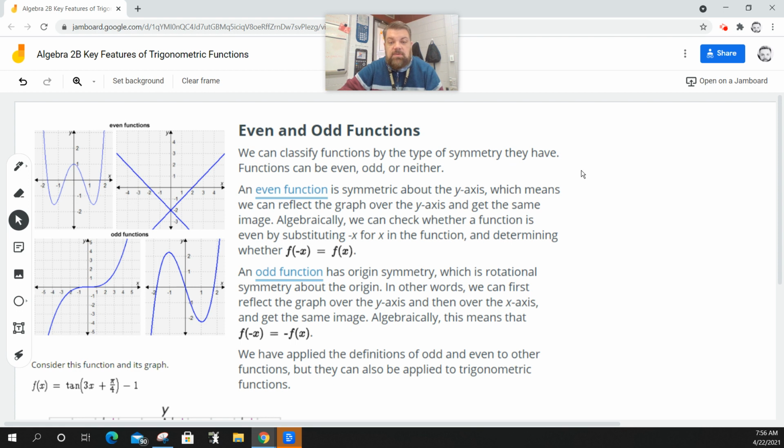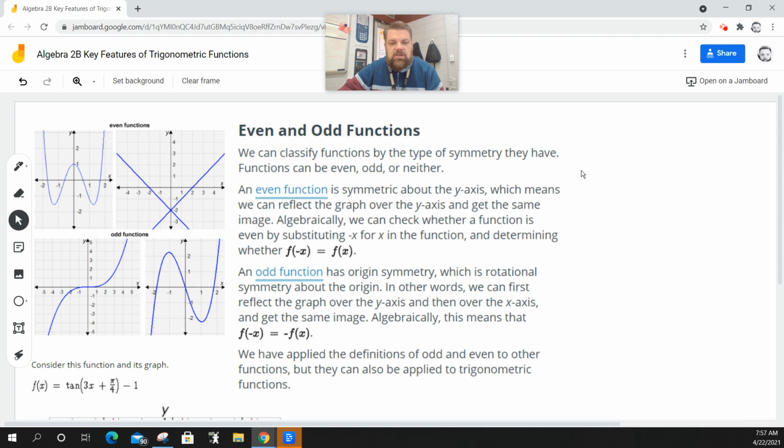An even function is symmetrical about the y-axis, which means it can reflect the graph over the y-axis and get the same image. Algebraically, we can check whether the function is even by substituting a negative x for a positive x in the function and determining whether f of negative x is the same as f of x. So in other words, if I plug in a 2, whatever y value I get, I should get that same y value if I plug in a negative 2 for x.